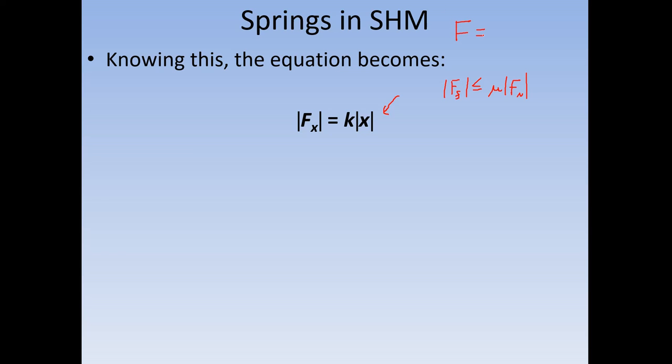For example, F net equals ma. F net equals ma does not have any absolute value bars. Both force and acceleration are vectors. And because of the way this equation is set up, what it says is that the direction of acceleration is also shared by the direction of the force.